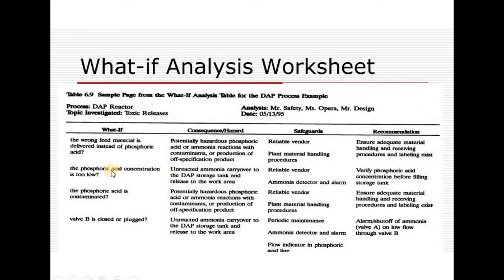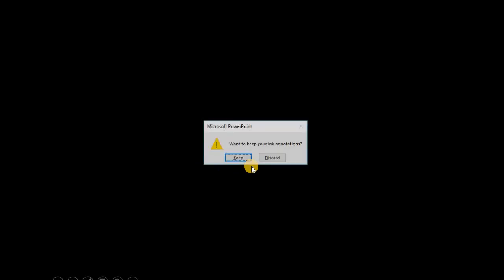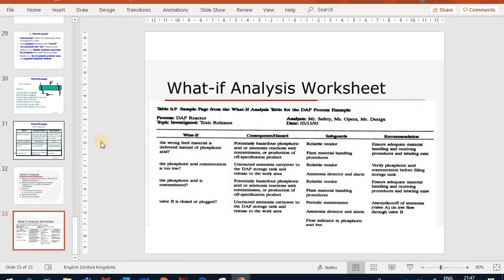So what happens if it's too low? We said if you have less phosphoric acid, you have more unreacted ammonia going to the storage tank and it goes to release. You have a safeguard, a detector and alarm for ammonia, of course, if there's a release. And the recommendation is to verify phosphoric acid concentration before filling the storage tank. We make sure that we don't discover that this concentration was too low, so that it's not reacting with ammonia and so on. So that was the part on what if analysis.